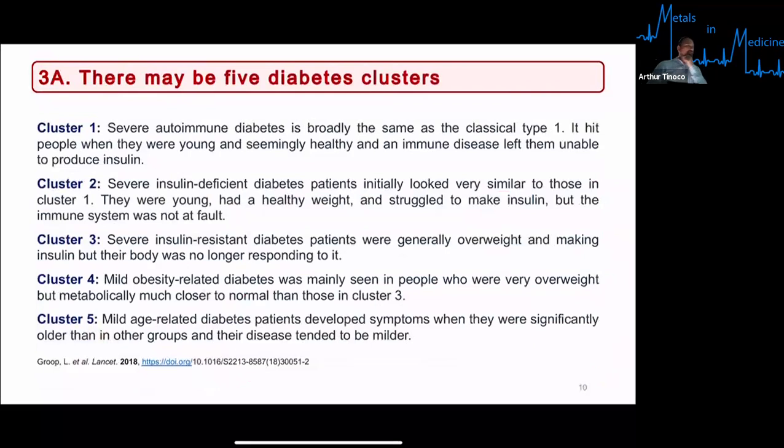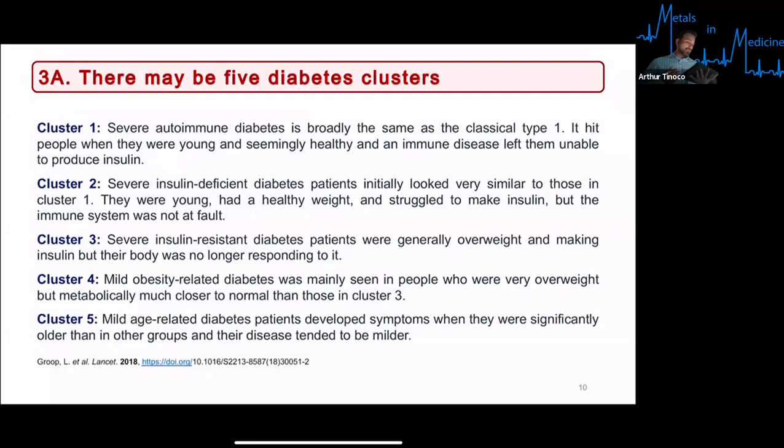But a study that was done in 2018 tried to look more closely at diabetes. And here essentially was a study of different patients that had diabetes and clustered them into groups in terms of their conditions. So I'm going to just talk a little bit about these clusters and how they, to some extent, can be aligned with the traditional classification of type 1 and type 2. So cluster 1 is patients that demonstrated severe autoimmune diabetes, broadly the same as the classical type 1. It hit people when they were young and seemingly healthy, and an immune disease left them unable to produce insulin. So there's some indicators that some people, as a consequence of COVID-19 disease, had an onset of diabetes, which may have some link to an autoimmune disease that led to this particular condition.